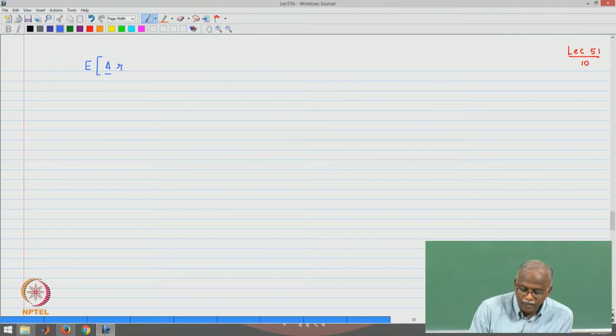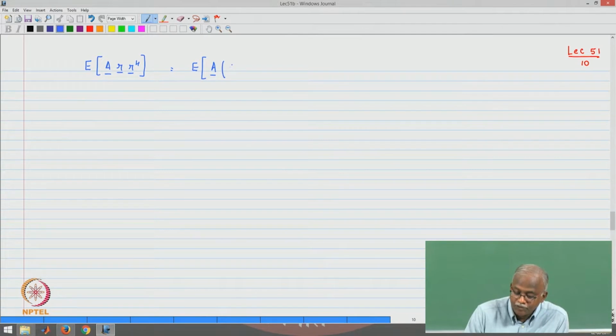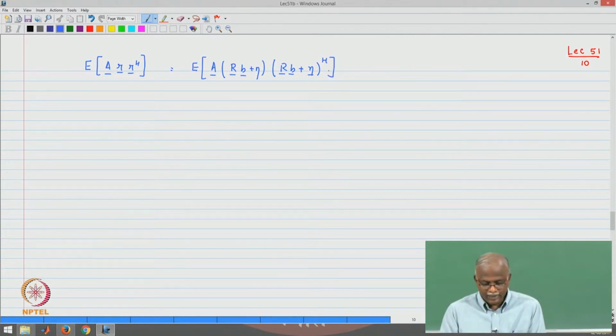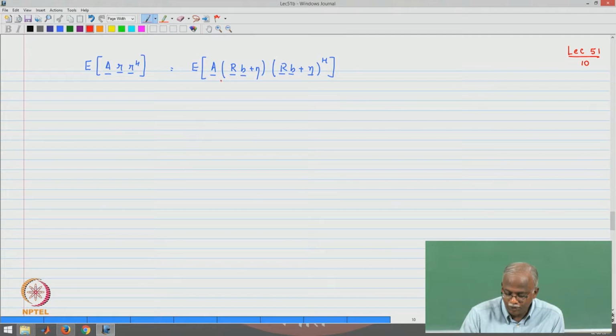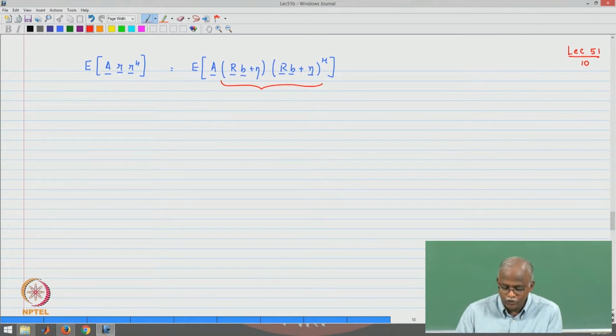The next term in the expression is the expected value of a times r Hermitian. So, this would be the expected value of a times, write down the expression for r. The expression for r is r times b plus eta. The second term would be r times b plus eta Hermitian. If you were to expand this product, we would get 4 terms, and what we would like to do is quickly look at what those 4 terms are.